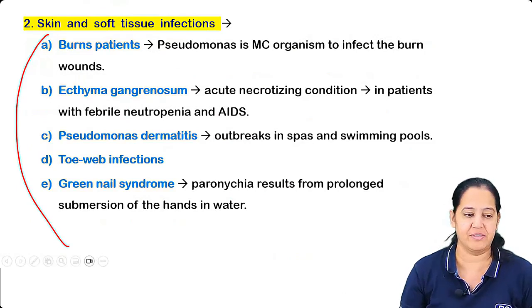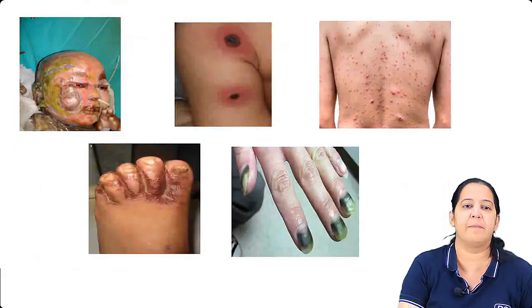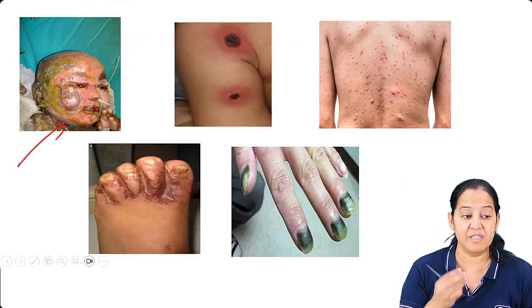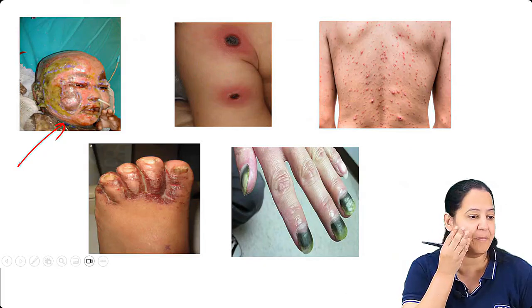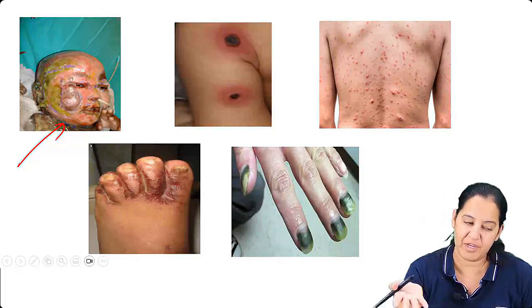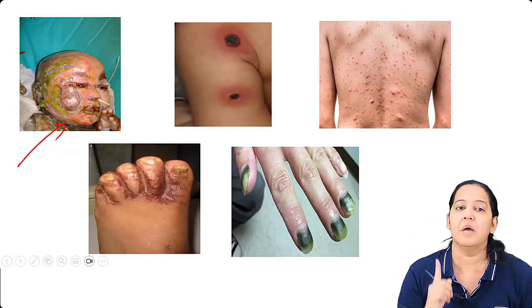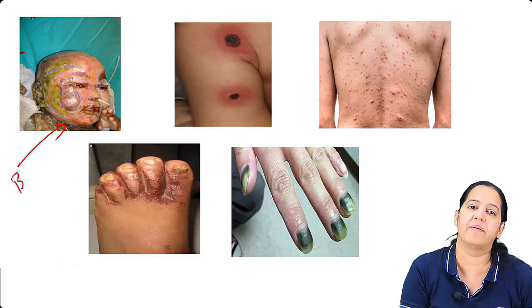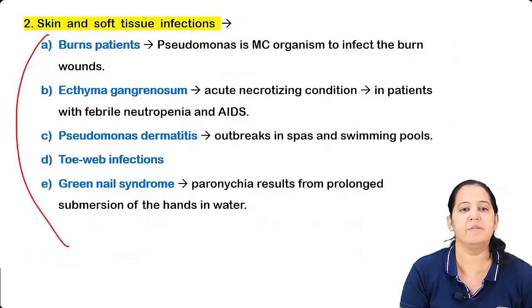Many skin infections, right? With skin infection, for example, burns. You know what happens in burns? In severe burns, blisters are there, and the blisters rupture. So the patient can have infection in those blisters. Most common cause of infection in burns is pseudomonas. Right? In burns also it is pseudomonas.